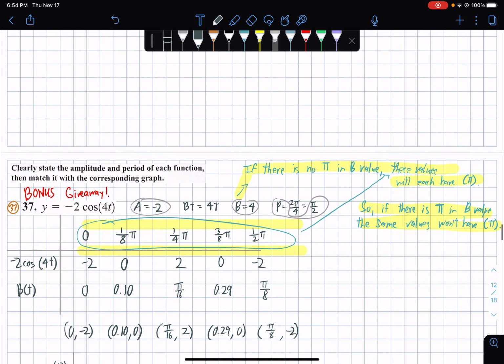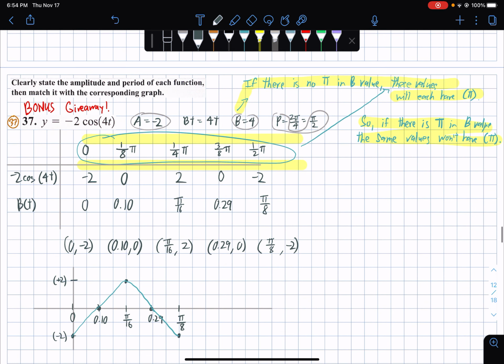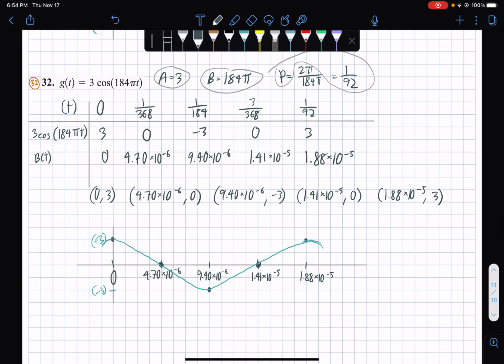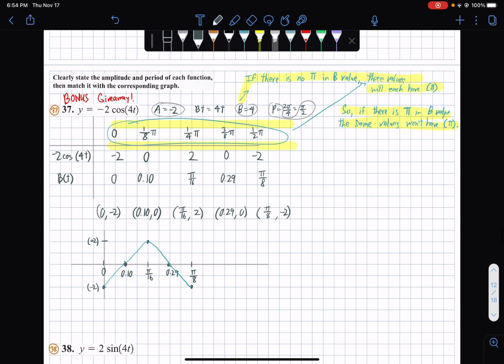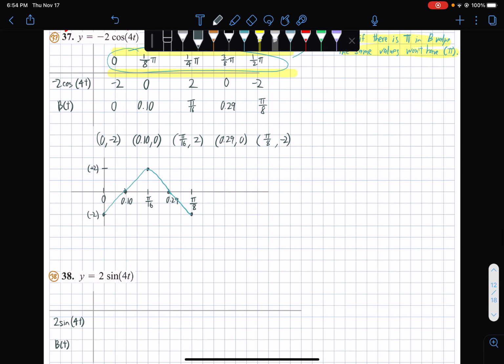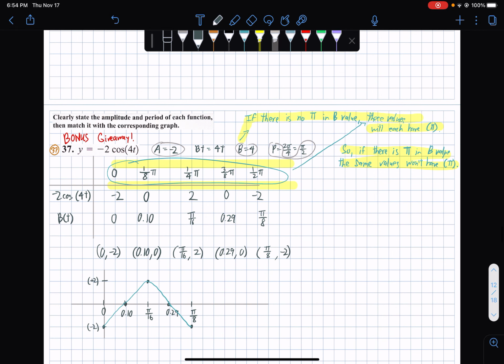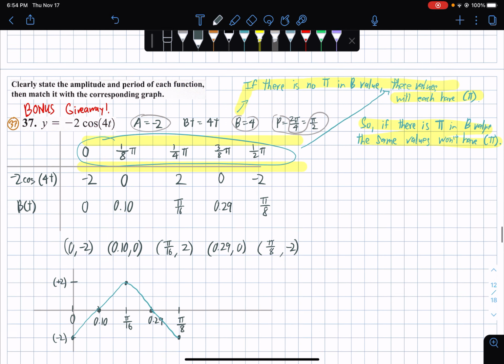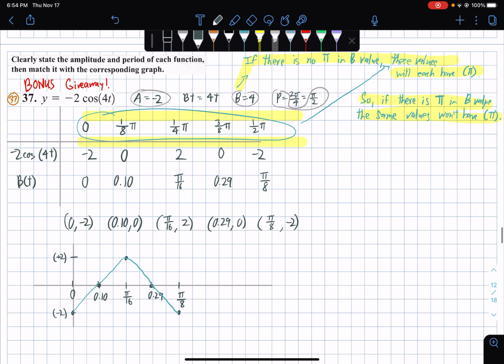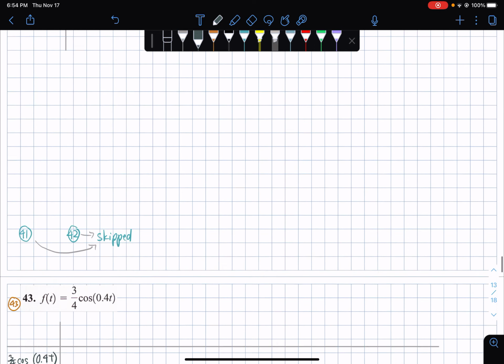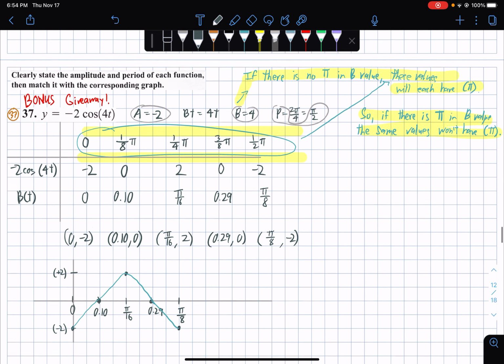Okay, so let's move to number 37. Actually, we skipped 33 onwards for some reason, possibly because I couldn't answer it anymore. So okay, new instructions. Clearly state the amplitude and period of each function, then match it with the corresponding graph. This time I don't think we have anything to match with. We'll just draw the graph anyway.